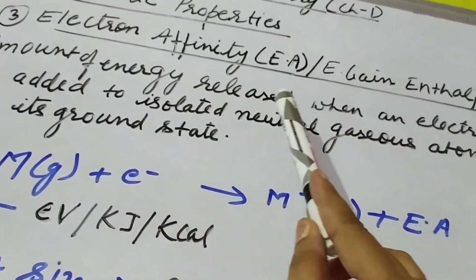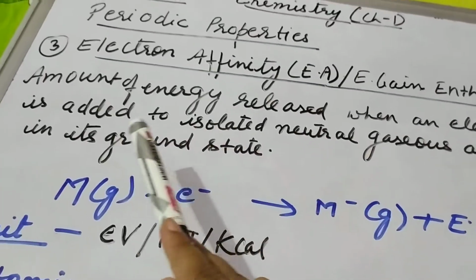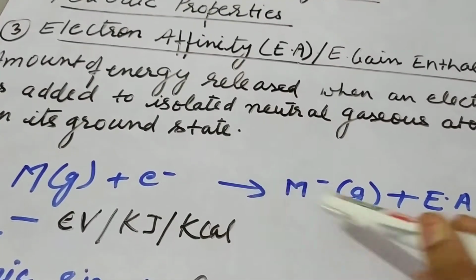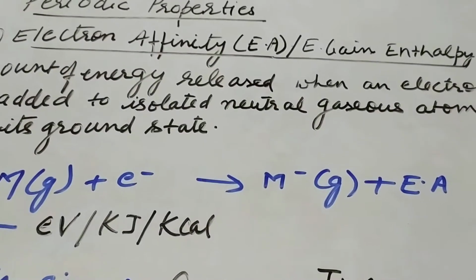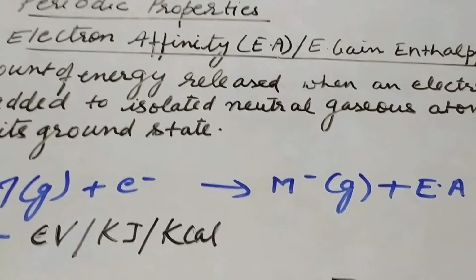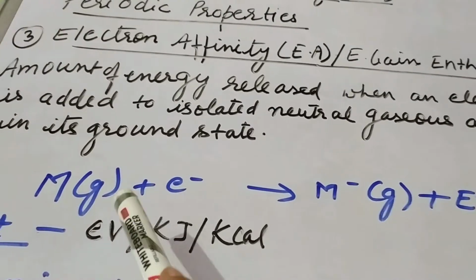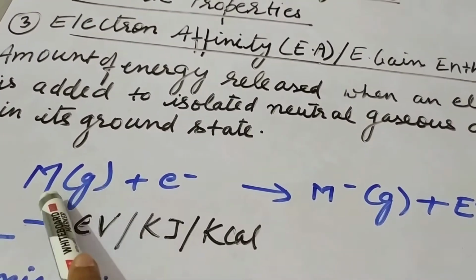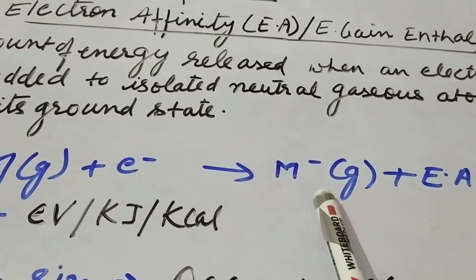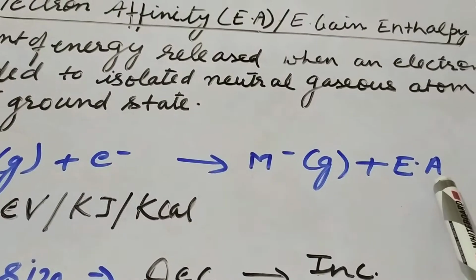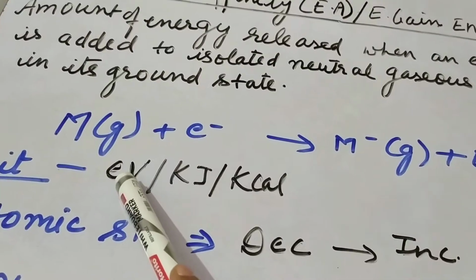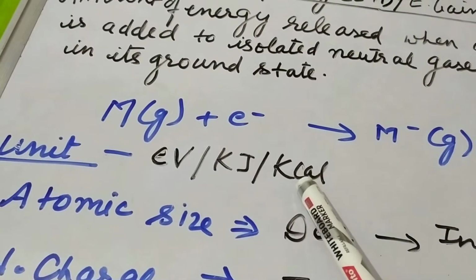It is the amount of energy released when an electron is added to an isolated neutral gaseous atom in its ground state. It is just the opposite of the IP. IP is the amount of energy required to remove an electron from an isolated atom, but here it is the amount of energy released when an atom M accepts an electron to form an anion in its gaseous isolated state, and this energy released is termed electron affinity. Because this is again energy, its unit is electron volt, kilojoule and kilocalorie.